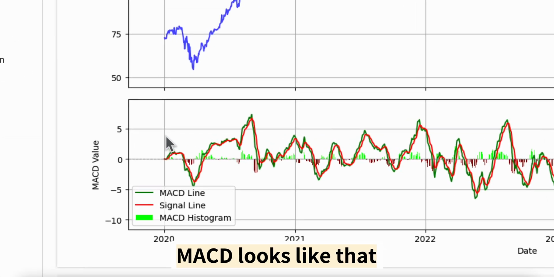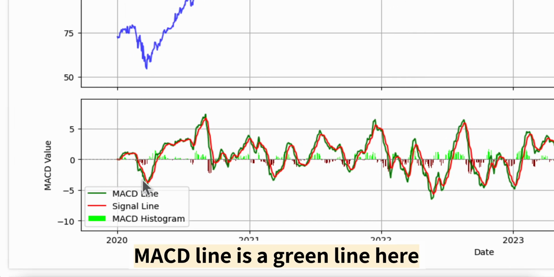Here comes MACD. MACD looks like that. The MACD line is a green line here.